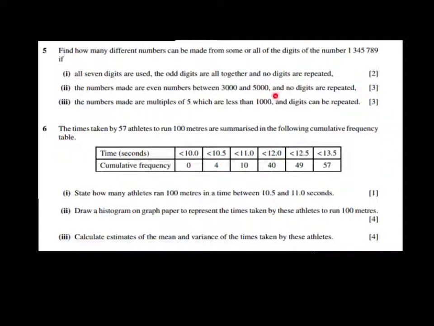For part 2, you're looking at even numbers. Again, no digits are repeated, which is great. That makes it a bit easier. And for it to be an even number, that means it's got to end in either a 4 or an 8. So what you're going to do is go through the different scenarios. Either scenarios where it ends in a 4 and starts in a 3, or the scenario where it ends in an 8 and starts in a 3 or a 4.